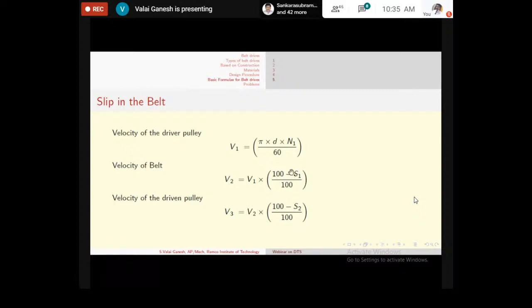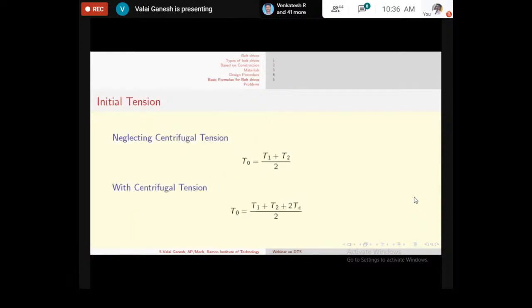If not, then v2 equal to v1 and v3 equal to v2. If slip is available, we need to apply the corresponding slip value in this equation. If they have not given any slip value, kindly consider s1 and s2 values to be 0. So these are the other formulas for solving problems in belts.